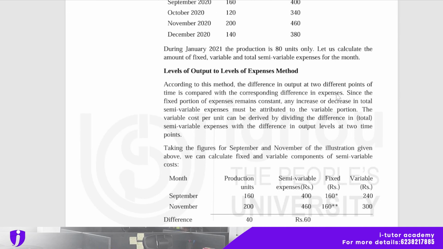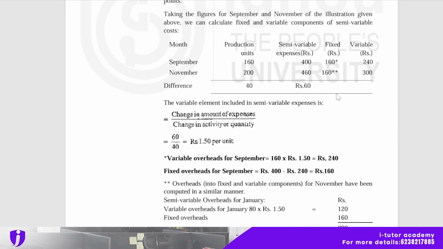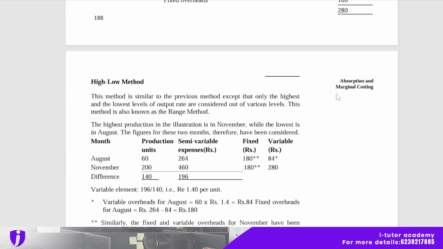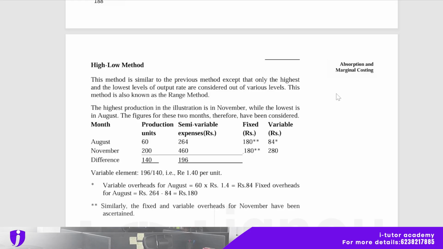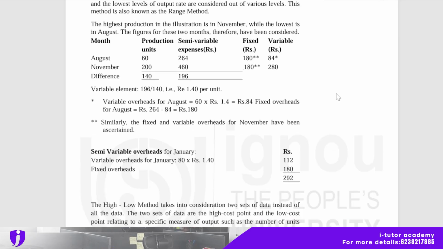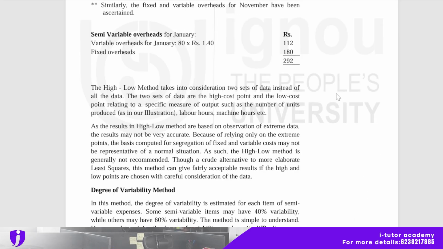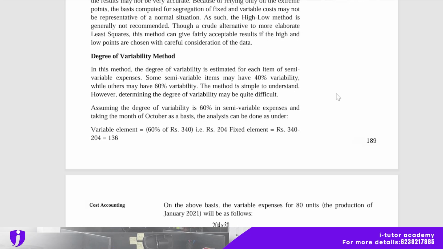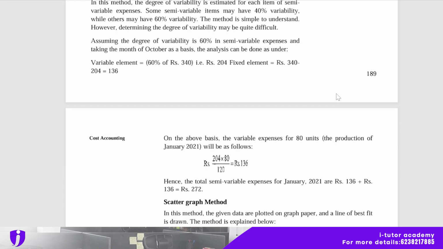You just go through it, and here is one equation also. The variable element included in semi-variable expenses is equal to change in amount of expense divided by change in activity or quantity. And the high-low method is here, and this method is similar to the previous method except that only the highest and lowest are considered. Many methods are here for the same, so you just go through it. And the degree of variability method: in this method, the degree of variability is estimated for each item of semi-variable expenses.